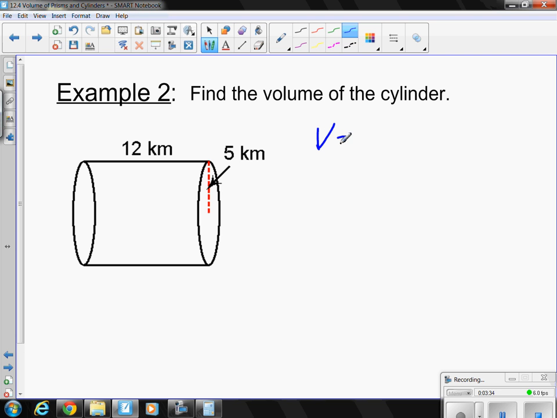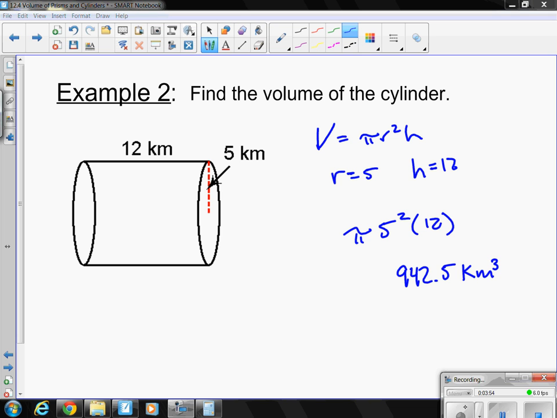Volume of a cylinder, base area, pi r squared times the height. So r being 5 and the height, the distance between the two bases, it can be horizontal. The height is 12. So pi times 5 squared times 12. Putting that in the calculator, 942.5 kilometers cubed.